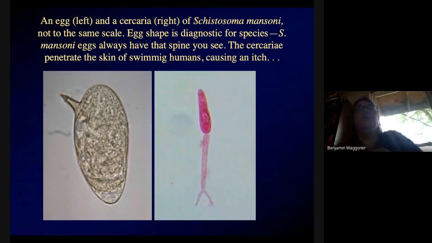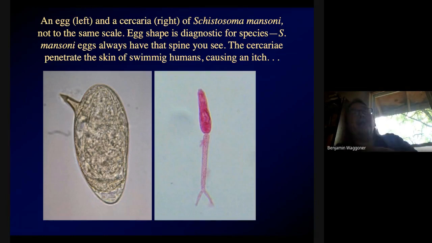So there's an egg of Schistosoma mansoni on the left. The egg shape, those of you going to be doctors, you may never need to know this, but if you do tropical medicine, you may need to tell species apart. Some species don't have a spine, others have it at one end, and Schistosoma mansoni always has that spine coming off at about a 10 o'clock angle.